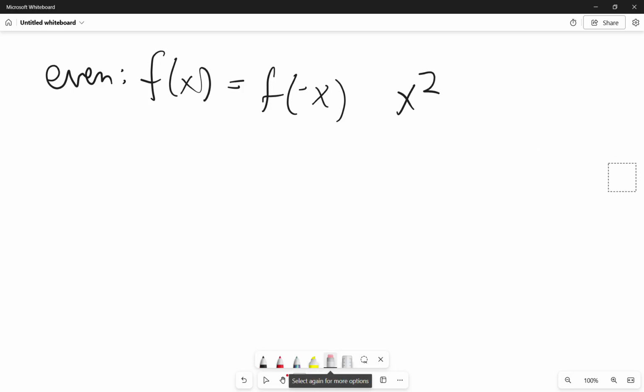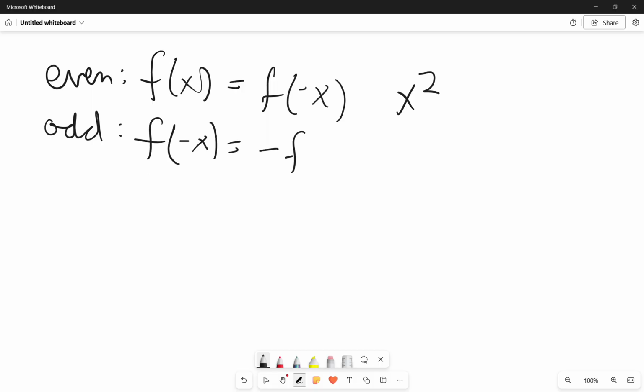So now we will be talking about odd functions. So the odd function is like this. So let's say f of x is the beginning one, but it's a little different. It has f of negative x equals to negative f of x.